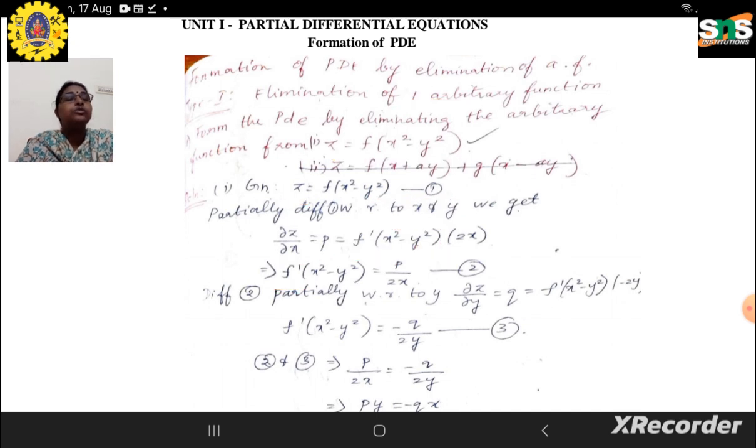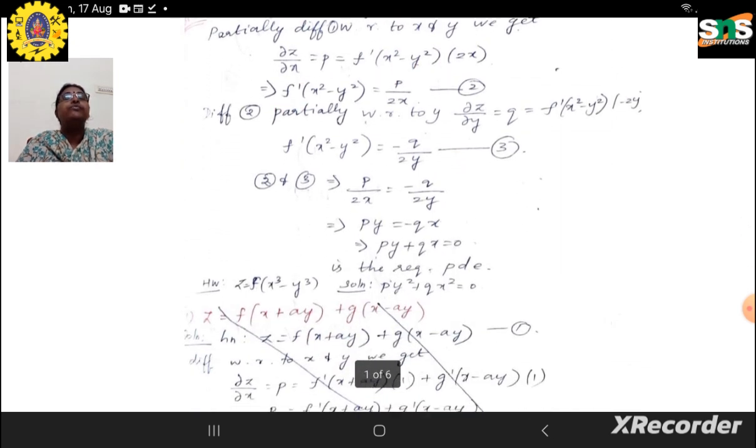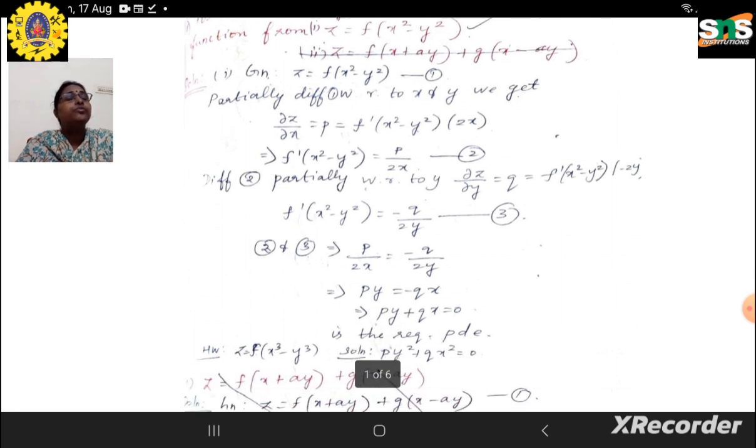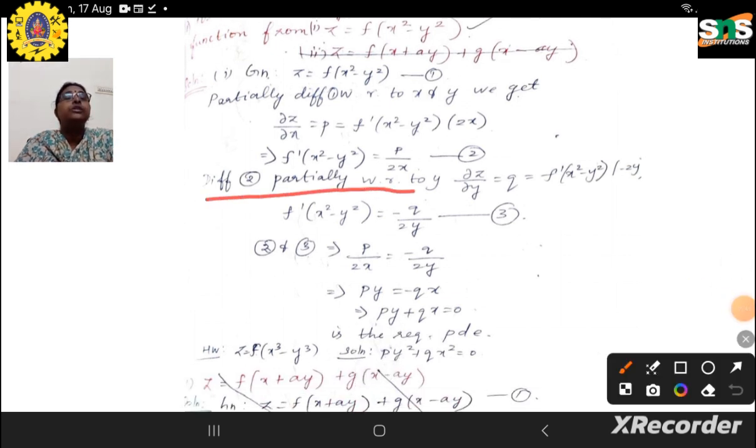Then we proceed with the same procedure with respect to y, differentiating the given function with respect to y. On the left hand side we get q, and on the right side, differentiating f we get f dash of x squared minus y squared, and in this bracket, minus y squared alone will differentiate, that is minus 2y will come. As we want to eliminate this function, keep it on one side and the remaining on the other side.